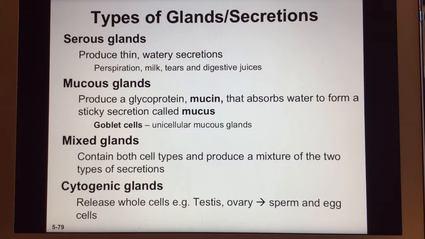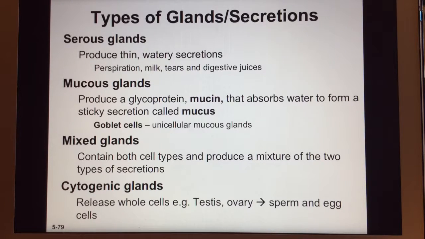through each system. Serous glands produce thin, watery secretions. Examples would be perspiration or milk, tears, and digestive juices. We will see this in the next chapter. And mucus glands are the other big category. They produce a glycoprotein, mucin, that absorbs water to make a sticky secretion called mucus. Goblet cells are an example of cells secreting mucus.